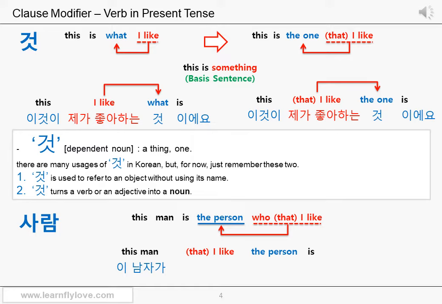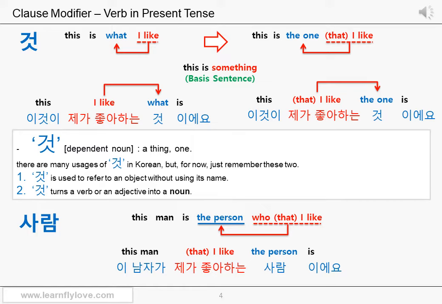Okay? This man that I like, the person, is. This man, 이 남자가, that I like. We don't translate that. I, 제가, like, 좋아하는, the person, 사람, is, 이에요. 이 남자가 제가 좋아하는 사람이에요. This man is the person that I like.